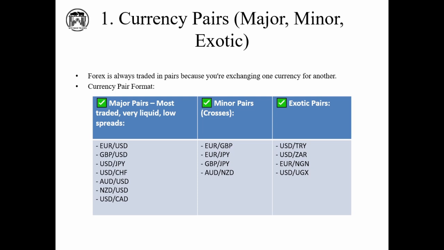So currency pairs. The Forex market, or foreign exchange, always happens when one currency is exchanged for another. For example, if you exchange the euro for the US dollar or vice versa, okay? And there are three major formats where we have the major pairs, the minors, and the exotics.